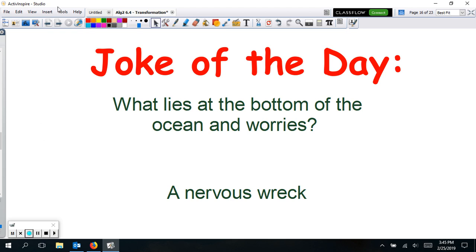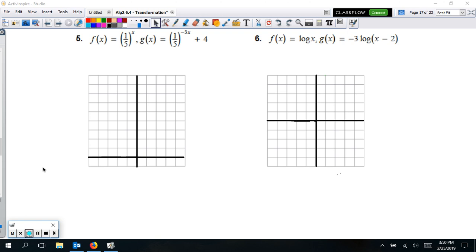Okay, moving on to the last couple there. So 5 and 6 now, go back to your extra practice. Okay, 5 is an exponential function, 6 is a logarithm function. So first, let's just graph this f of x one like we've been doing.